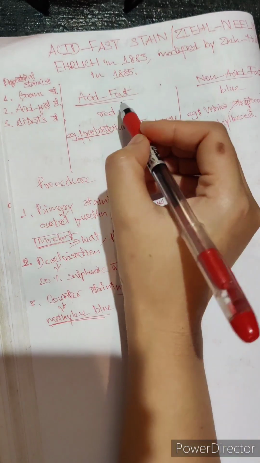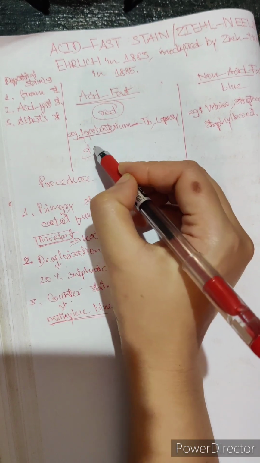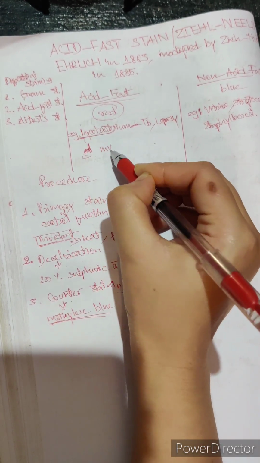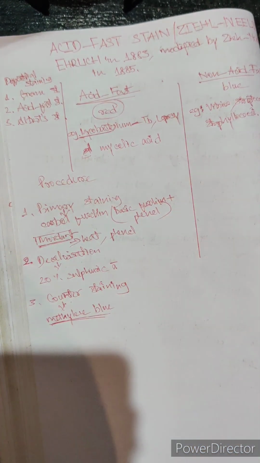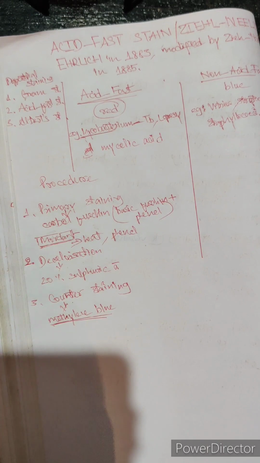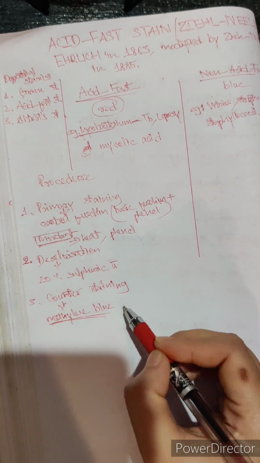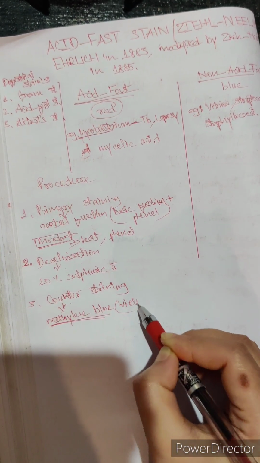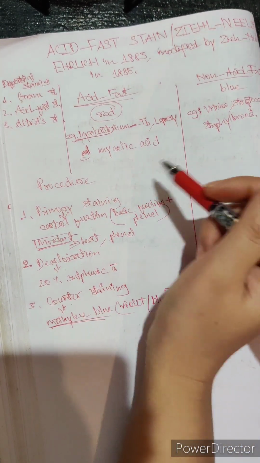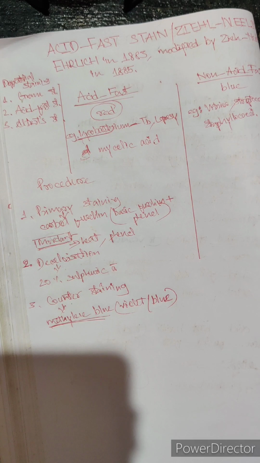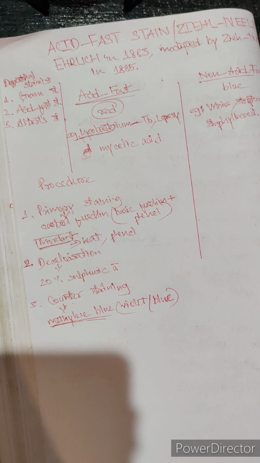Why this acid fast stain happens to be red in color has one reason: the presence of mycolic acid. Due to the presence of mycolic acid in the cell walls of acid fast organisms, they resist the methylene blue, which is supposed to be blue in color. Mycolic acids are actually long fatty acids. They are rich in lipids, and they are highly impermeable.